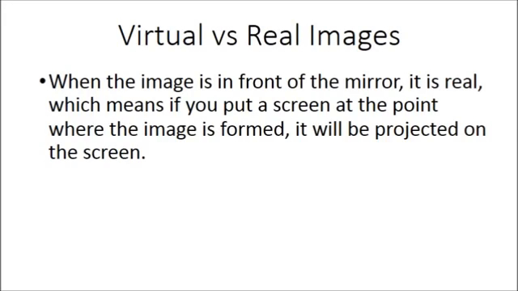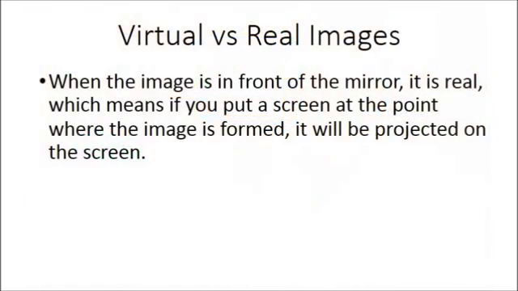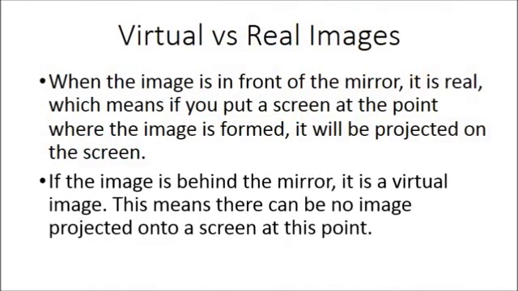Now, when an image is in front of the mirror, it's real. So if you put a screen at that point where the image is formed, it will be projected on the screen. So that's exactly what happened here. If the image is behind the mirror, it's virtual. And virtual images mean there can be no image projected onto a screen at that point. So make sure you keep in mind the difference between a virtual and a real image. Real images are anything in front of the mirror, basically.